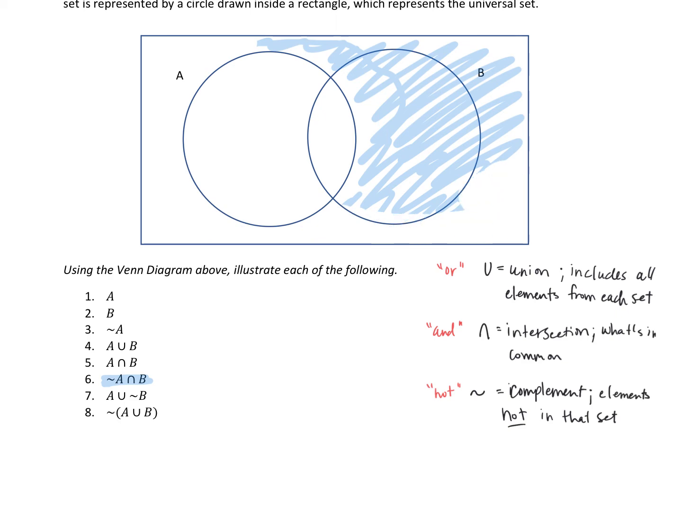Right? So this is not in B. We need it to be in B and not in A. So if we want it to be inside of B and not in A, it would be all of this part of the circle B right here. So all of this in blue is in circle B, is in set B, but it's not in set A. So that would be the visual representation for number 6.